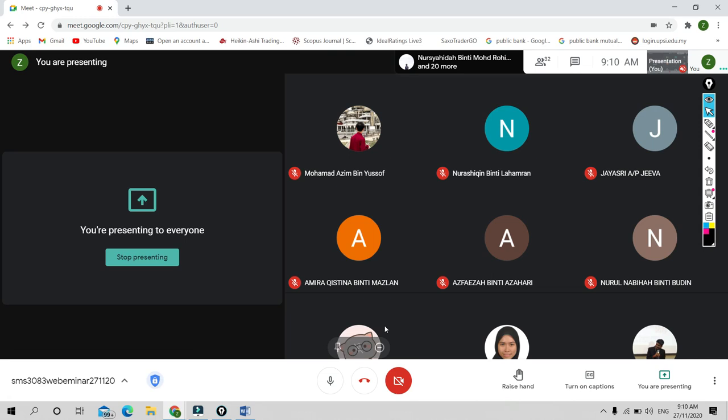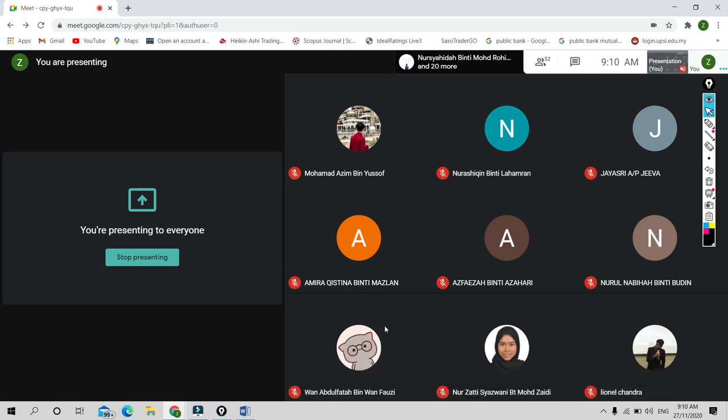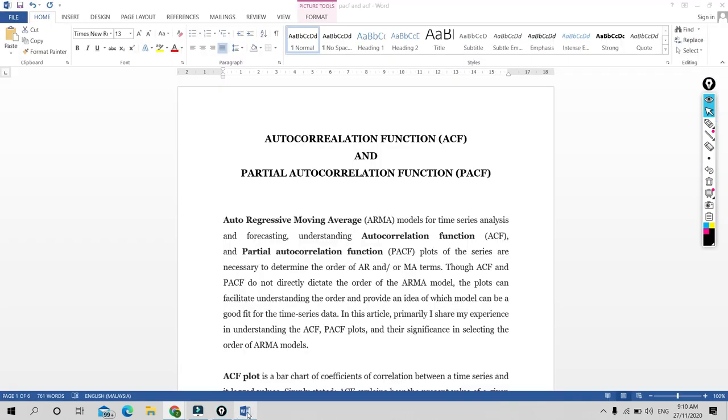Boleh dengar semua? Boleh tak? Dengar. Okay, nampak tak I share screen ni?